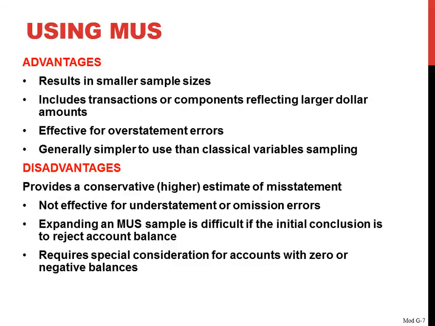Disadvantages: it provides a conservative estimate, or a higher estimate, of misstatement. It's not effective for understatement or omissions, right? Because let's think about accounts receivable. If the company has a lower amount recorded on their books for accounts receivable, let's say there was a breakdown in internal controls and they did not record a shipment to a customer. So it's not going to be in the balance, right?